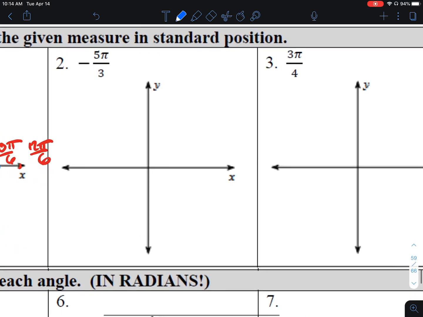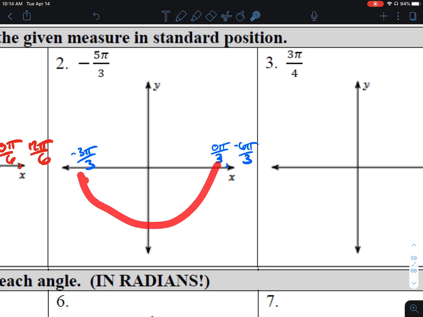Number 2, we got negative 5 pi over 3. I would mark my quadrantal angles in the negative direction by pi over 3's. So we got 0 pi over 3. A complete revolution is 2 pi, or negative 6 pi over 3. We're going in the negative direction. So if we go halfway around, it's going to be negative 3 pi over 3. That's the same thing as negative pi.